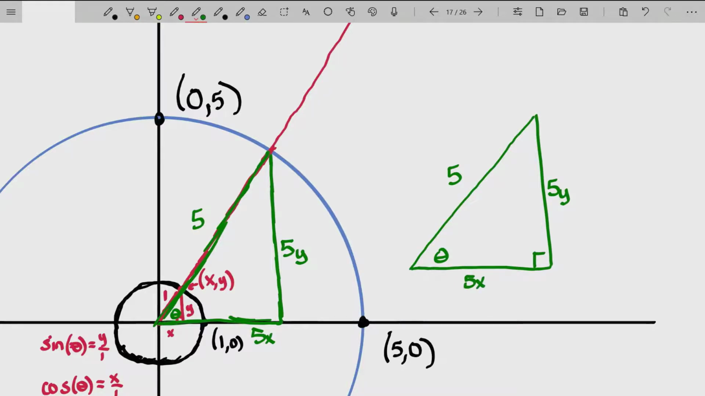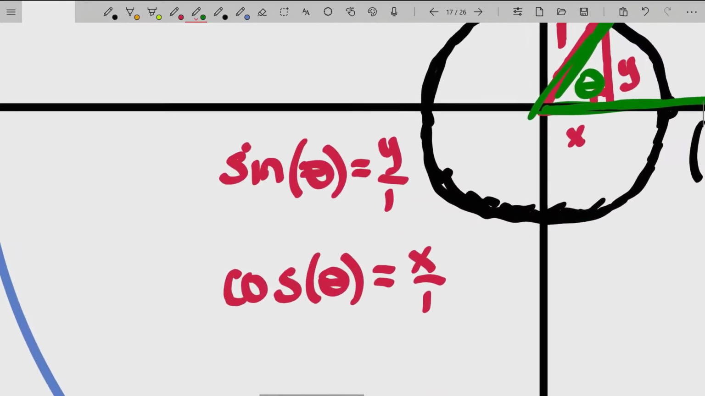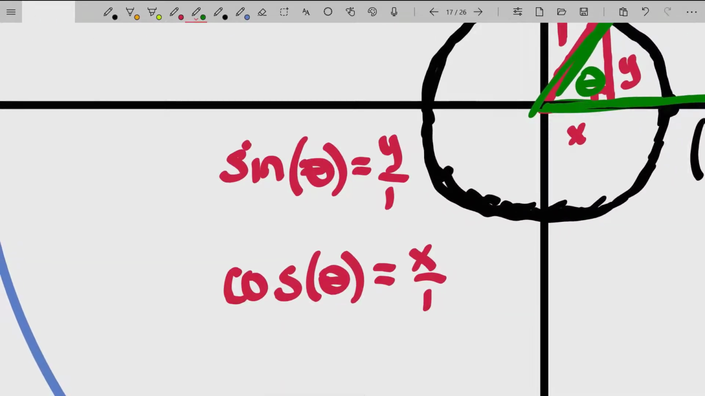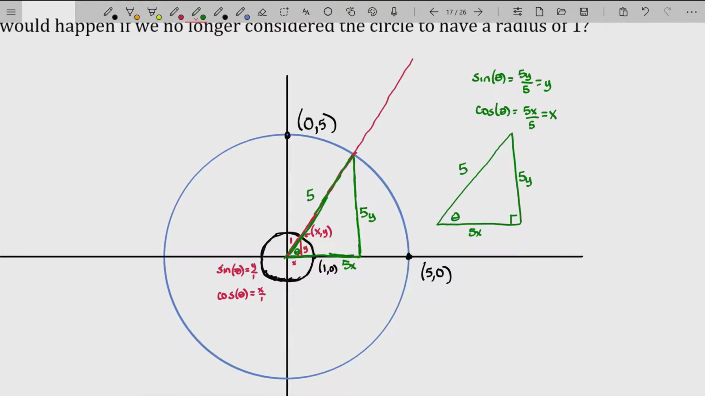Now let's ask ourselves those same questions of what are the trig ratios? Well, the sine, if this triangle was hanging out in space, would be, again, opposite over hypotenuse, 5y over 5, which is y. The cosine of theta would be the adjacent, 5x, over the hypotenuse, 5, which turns into x, which is exactly the same as what they would have been if we were in the unit circle. So what I'm trying to imply here is, it doesn't matter actually how large the circle is.